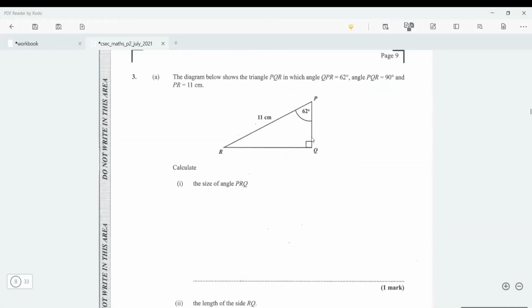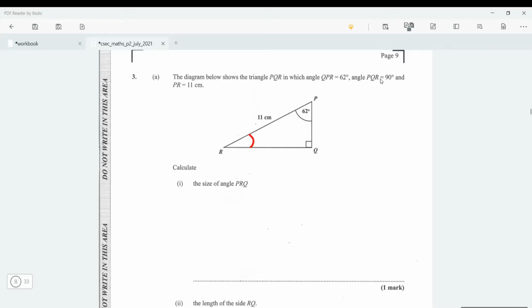All right, question number 3 right here. It says the diagram below shows a triangle PQR in which the angle QPR is 62 degrees. They tell us that angle PQR is 90 and PR is 11. Find the size of angle PRQ. So this angle is what they want right here.